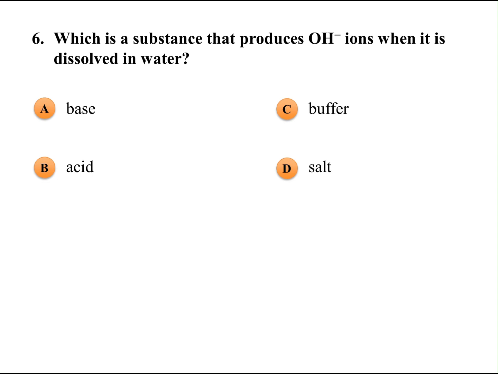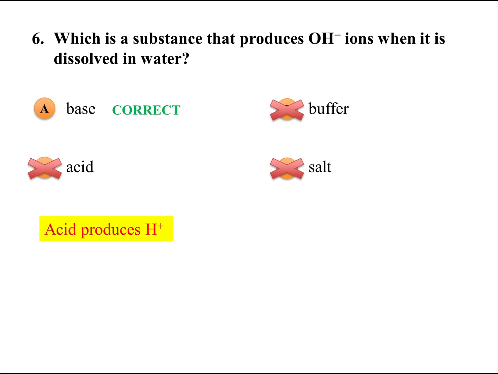Which is a substance that produces hydroxyl ions when it is dissolved in water? Of course, base, because acid produces hydrogen ions.